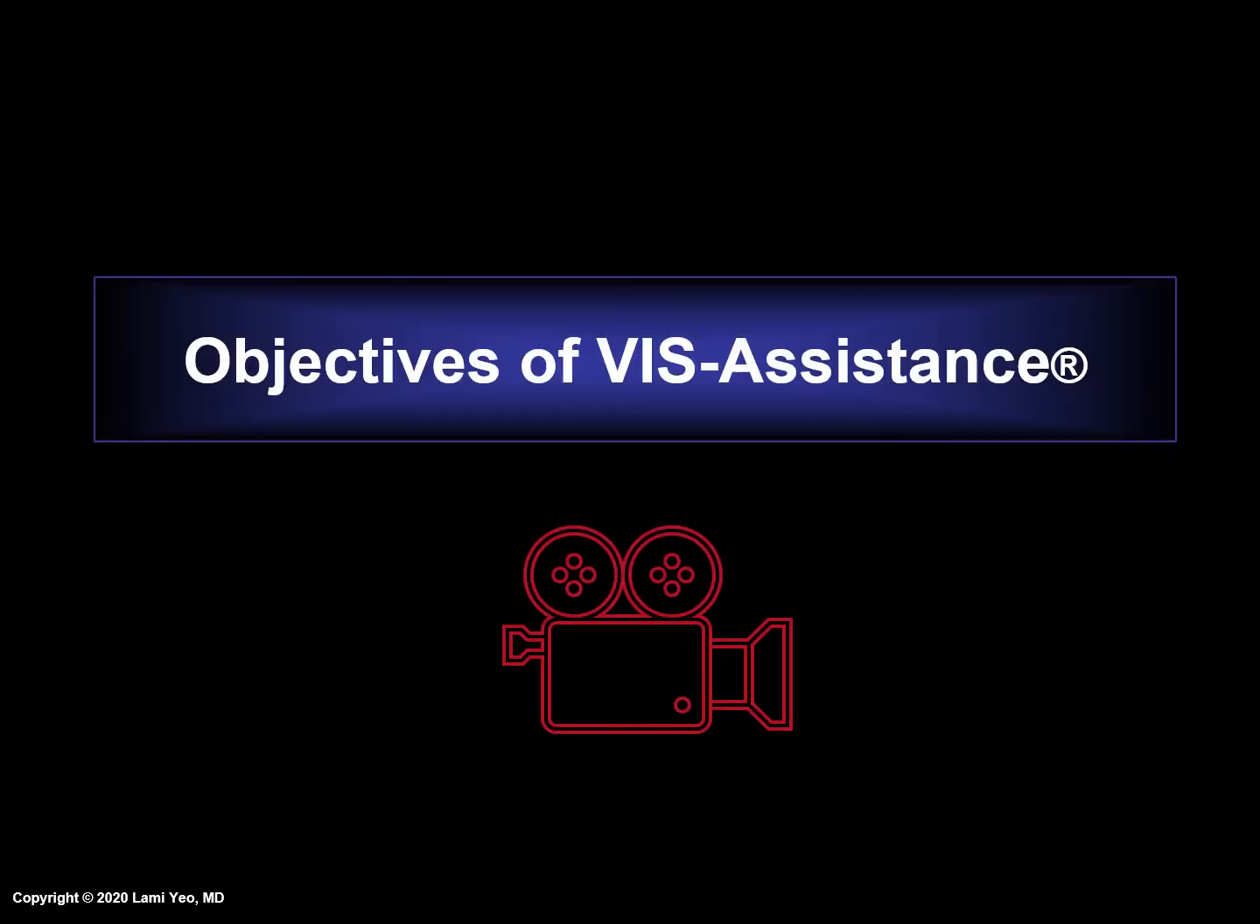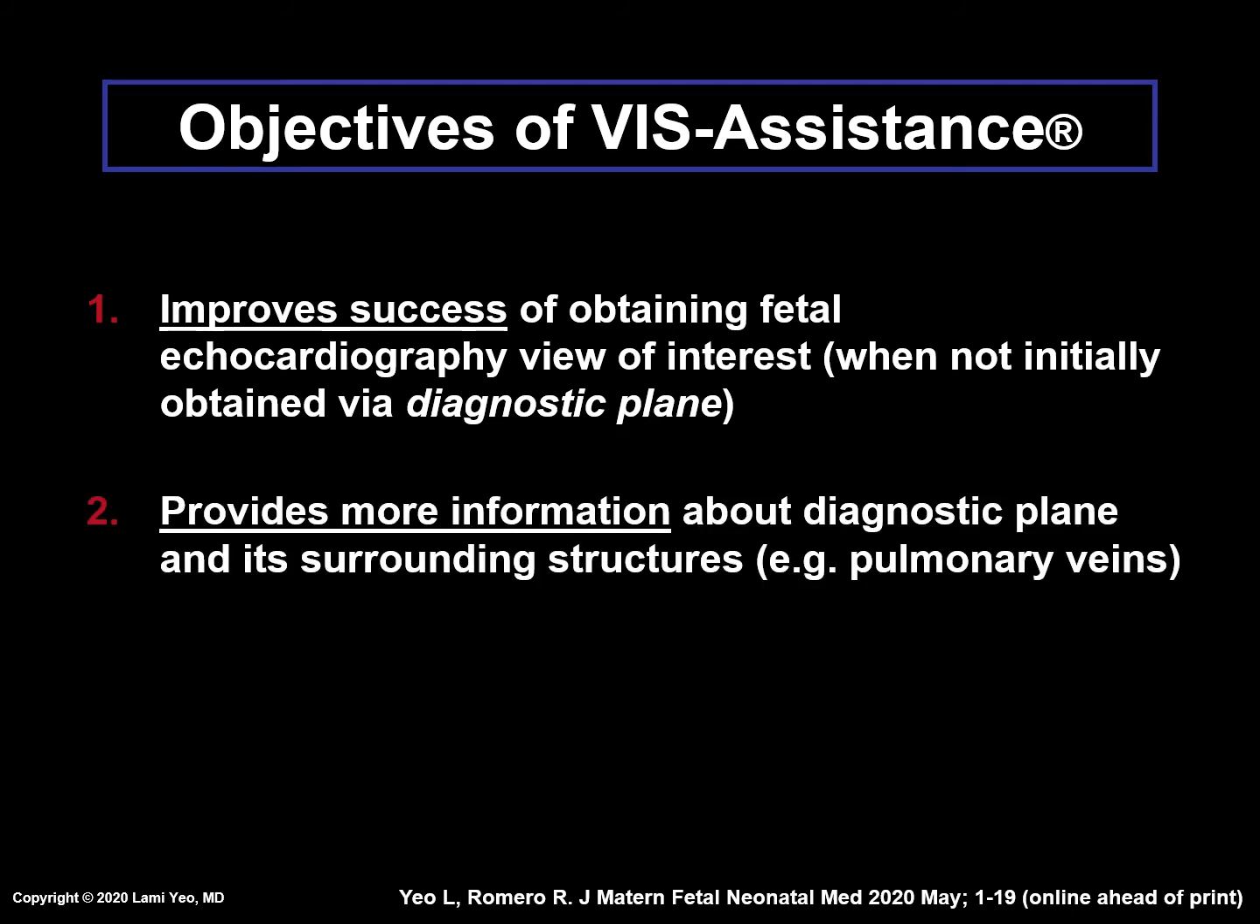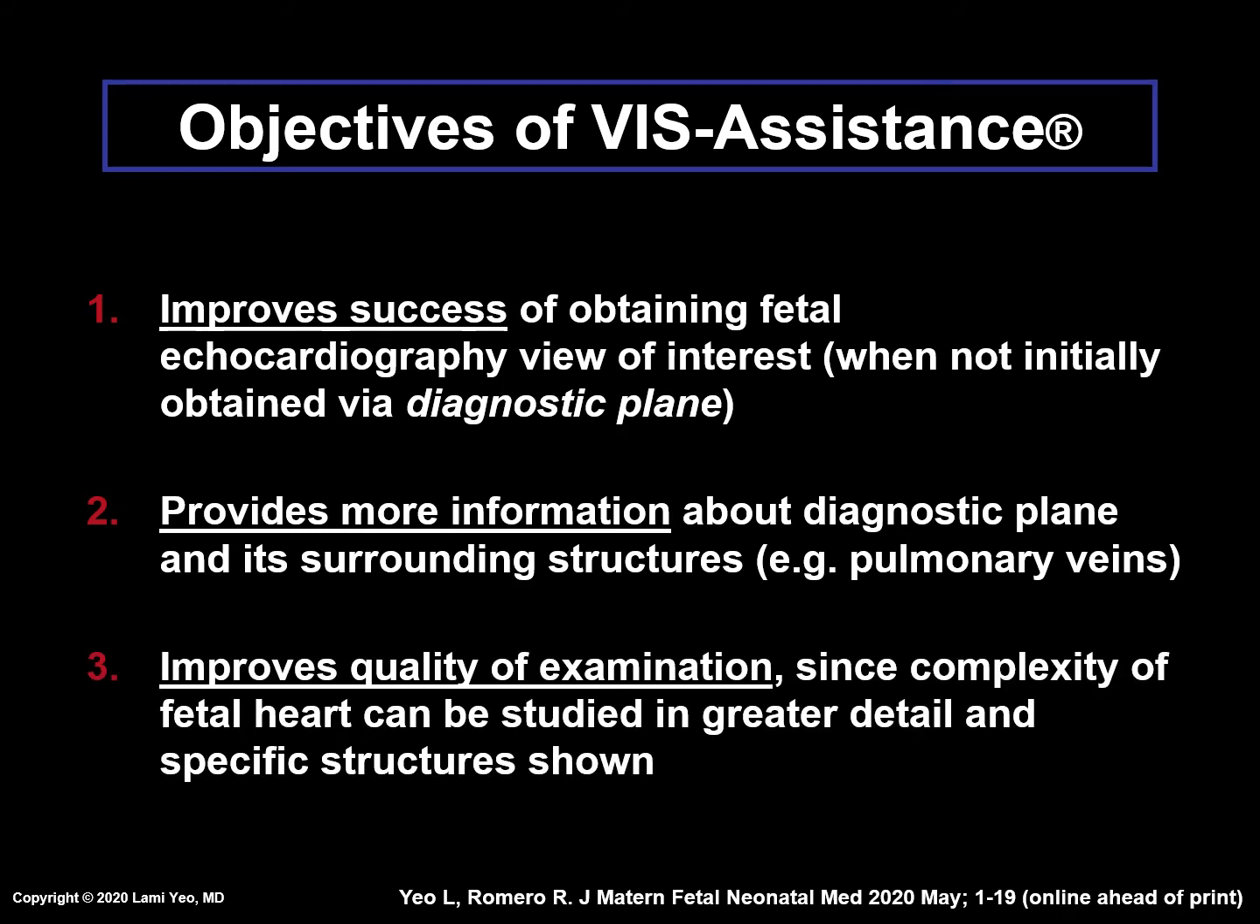So far, we have reviewed VISA Assistance technology. But what are the main objectives of VISA? As you will learn from other VISA videos of this YouTube series, it improves the success of obtaining the fetal echocardiography view of interest when not initially obtained via the diagnostic plane. VISA provides more information about the diagnostic plane and its surrounding structures, such as the pulmonary veins. And it improves the quality of examination, since the complexity of the fetal heart can be studied in greater detail and specific structures shown.